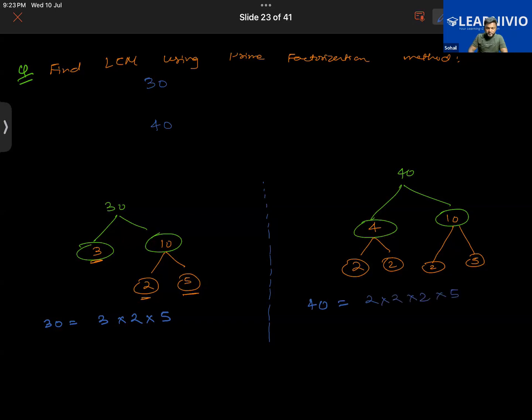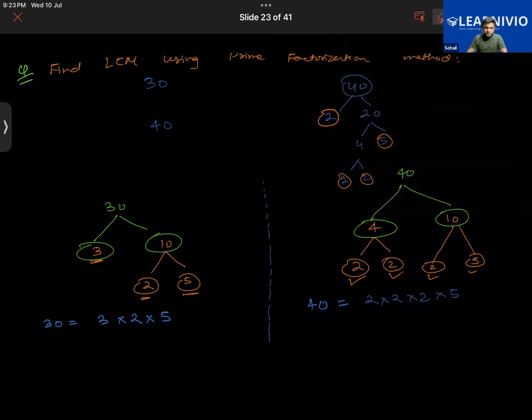Clear so far? Sir, we can also do 2 times 20, right? Of course, we can do that also. But in the end, you'll be getting the same value. For example, let us do as you say, 40 is 2 times 20. 20 will be further written as 4 times 5. 4 will be further written as 2 times 2, right? So what are the prime numbers you are getting? You are getting 2, 2, 2, and 5. Same as you were getting here, 2, 2, 2, and 5. Got this now?